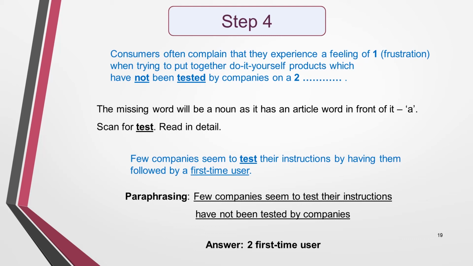I select Not Tested as this is the main idea. I also know that I'm looking for another noun, as the missing word has an article in front of it, the word a. I scan on through the text and find the word test in the next sentence.